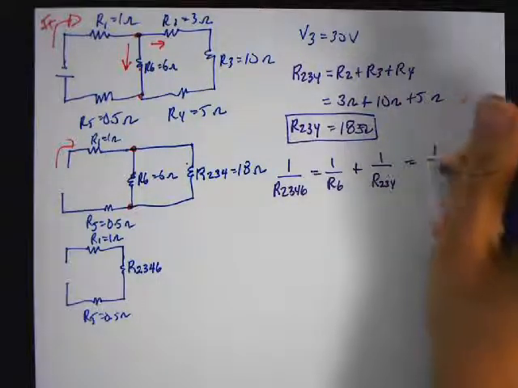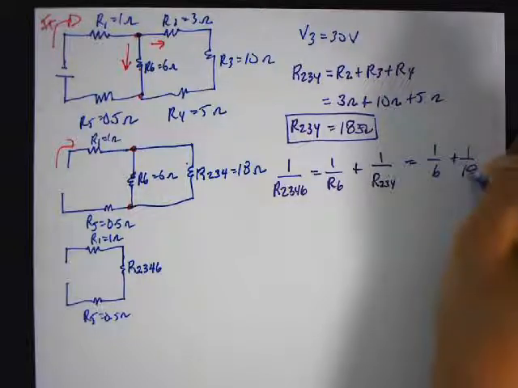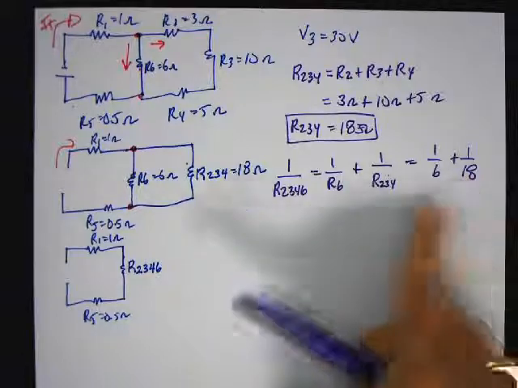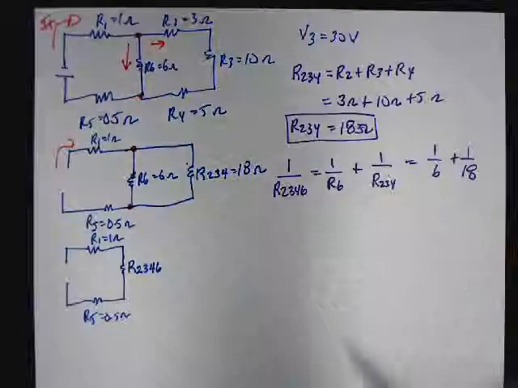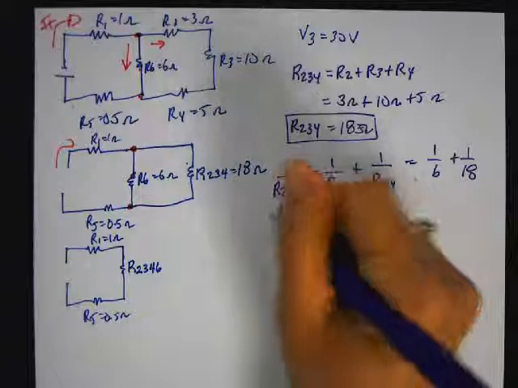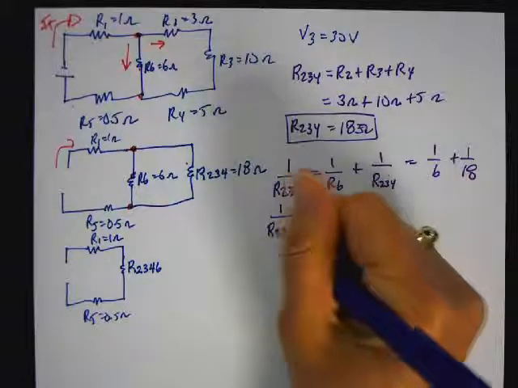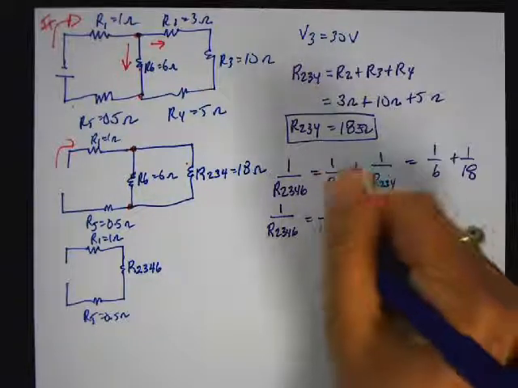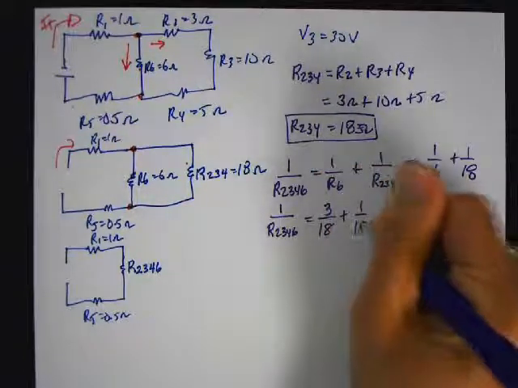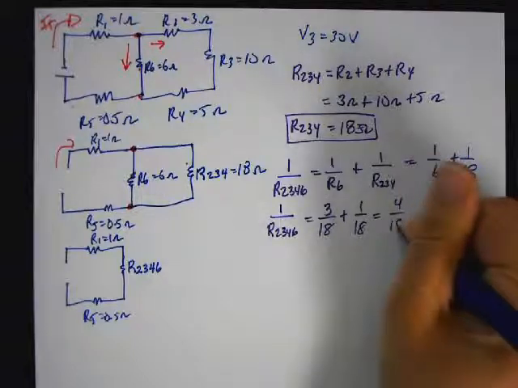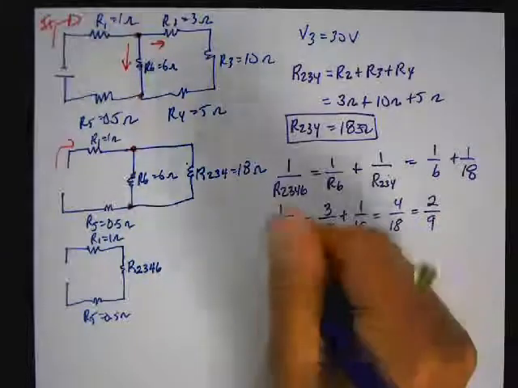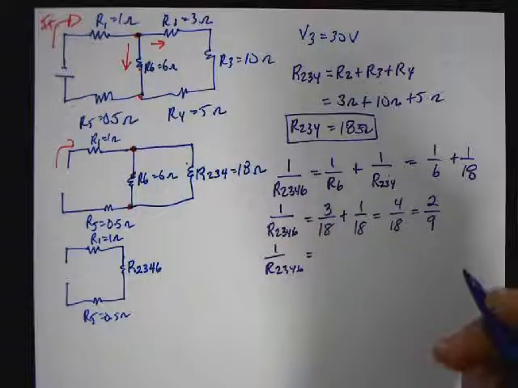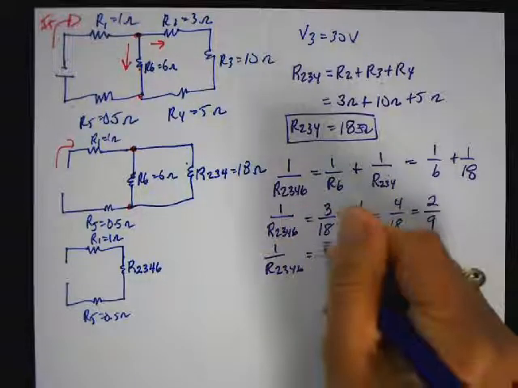So that's equal to 1/6 plus 1/18. And see how the math here is easy? So I don't even need a calculator. I would find the common denominator. So the common denominator would be 18. So 1 over R2346 is equal to 3 over 18 plus 1 over 18, which is 4 over 18, which would reduce to 2/9. So 1 over R2346 is equal to 2/9.